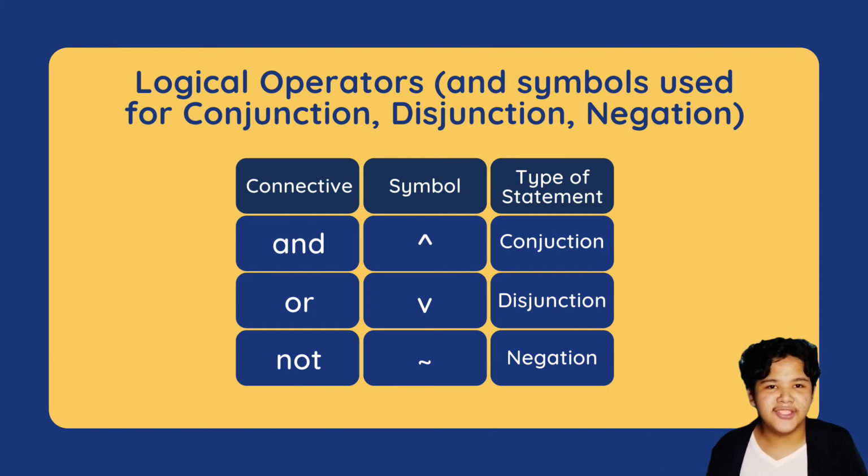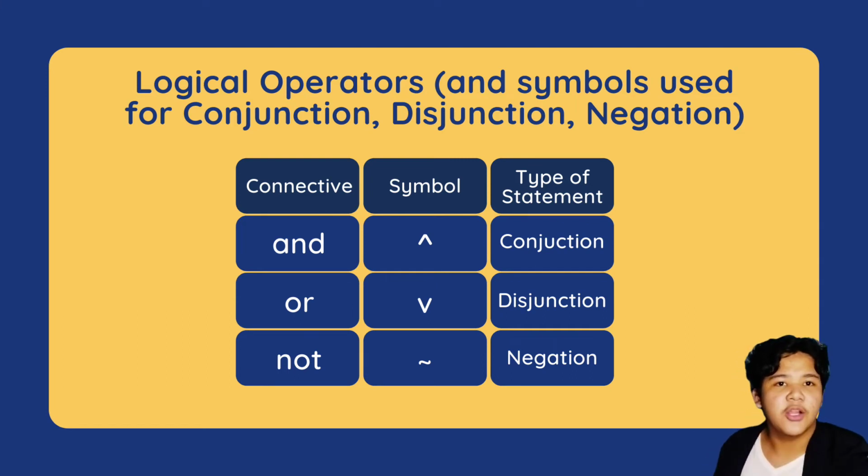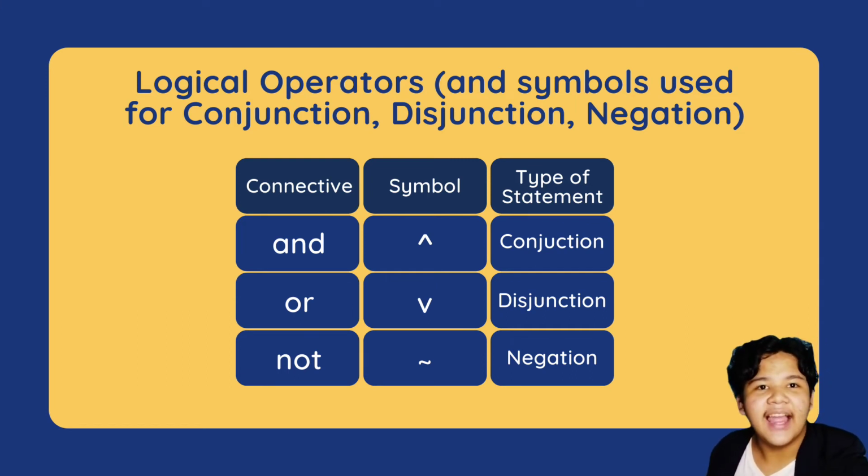Let's proceed with the logical operators and symbols used for conjunction, disjunction, and negation to further clarify things. Conjunction has the symbol of an upside down V and can be read as AND. Disjunction meanwhile has the symbol of an upright V and can be read as OR. Negation on the other hand has a tilde, or a wavy line, and can be read as NOT.